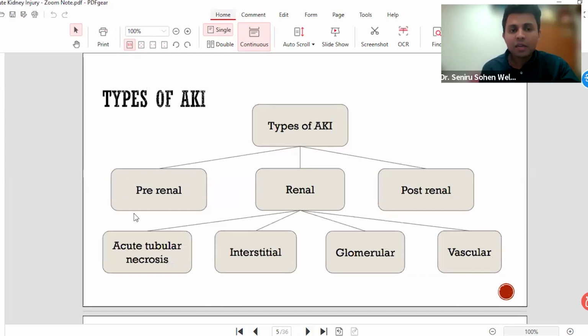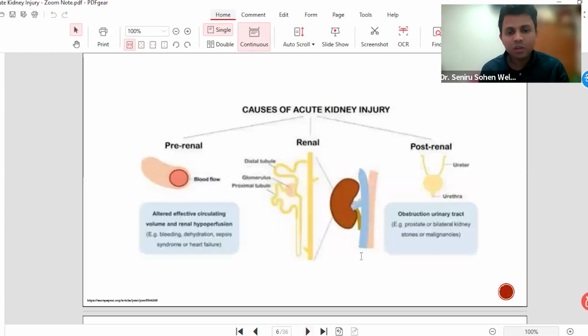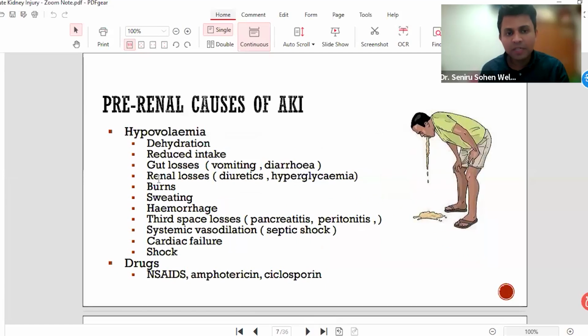AKI wise, we have insults pre-renally, we have insults in the kidney, or we have insults after the kidney. The renal insults can be in the vessels of the kidney, it can be in the glomerulus, it can be in the interstitium, or it can be in the tubules. Post-renal insults could be anywhere in the outflow tract. So pre-renal insults may be due to true volume depletion in these situations, or with relative volume depletion when the patient is edematous, or due to drugs affecting the glomerular hemodynamics.